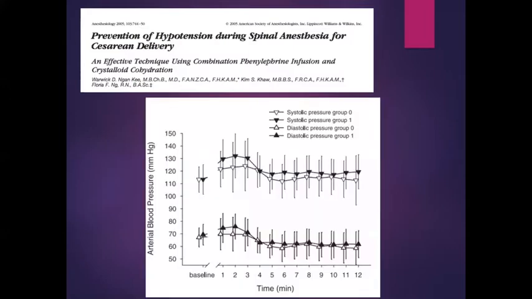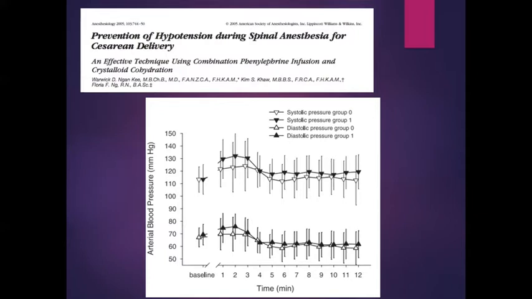Compared with group 0, patients in group 1 had greater values for serial measurements of systolic blood pressure, minimum recorded systolic blood pressure, and minimum recorded heart rate. Furthermore, total phenylephrine consumption was smaller in group 1 compared with group 0. The neonatal outcome and maternal side effects were similar between groups. And the authors concluded that a combination of a high-dose phenylephrine infusion and rapid crystalloid cohydration is the first technique that had been described that is effective at preventing hypotension during spinal anesthesia for cesarean delivery.